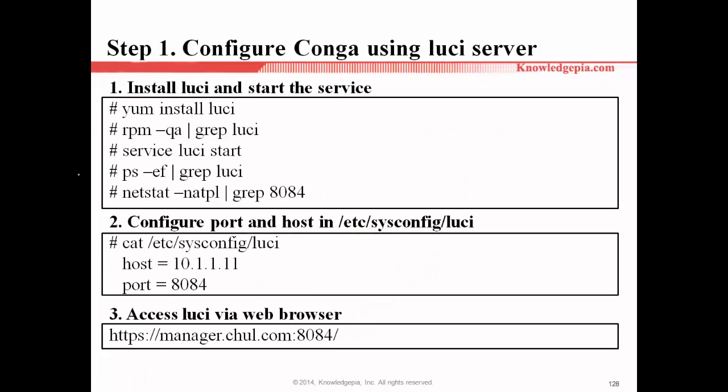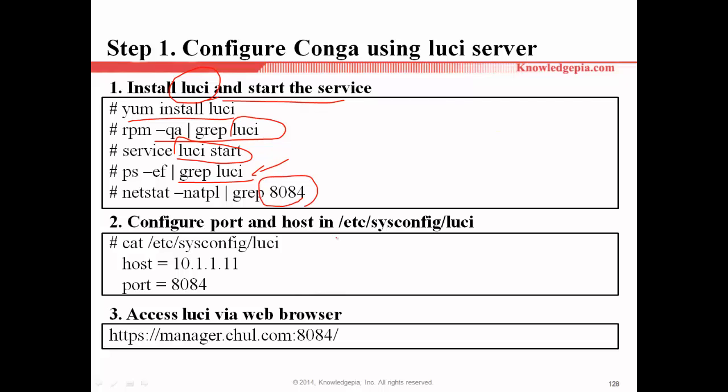Step 1, configure Conga using the luci server. In the managing host, in my case, first you have to install luci and check that the luci package is installed. And after that, we have to start this service, luci, and check the process. And after that, please check your port number 8084.